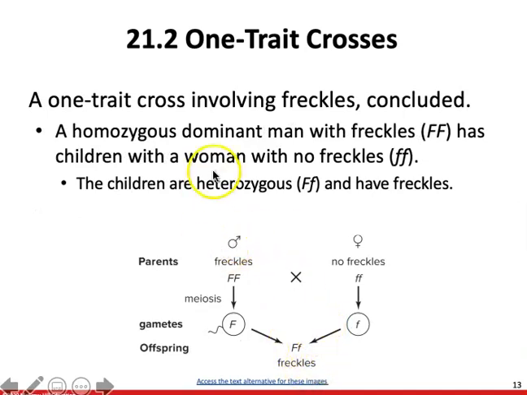If we crossed a homozygous dominant man, so a man who was big F, meaning that he had 2 dominant alleles, with a woman who has no freckles, homozygous recessive, we're going to end up with all of the offspring being heterozygous. They're going to inherit a big F from their father and a little f from their mother. All of the children will then be heterozygous because of the combination of the alleles from the parents. Father will contribute a big F, mother will contribute a lowercase f.